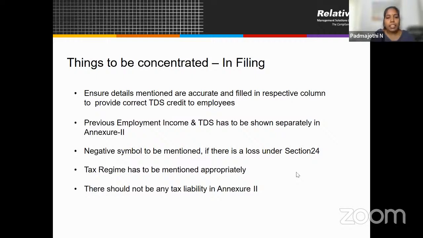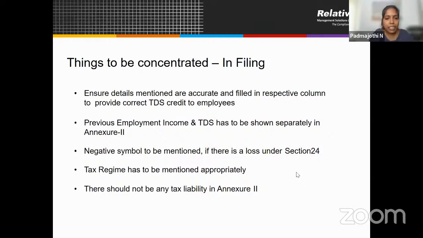Okay. And most probably sometimes we mention the value correctly, but we miss the negative symbol. If there is any loss under section 10(24), please ensure you have reported it with the negative symbol. If the negative symbol is not there, then it will be considered as income, and the taxes will be recalculated, and there will be excess tax payable after we file the returns. We will receive the demand.